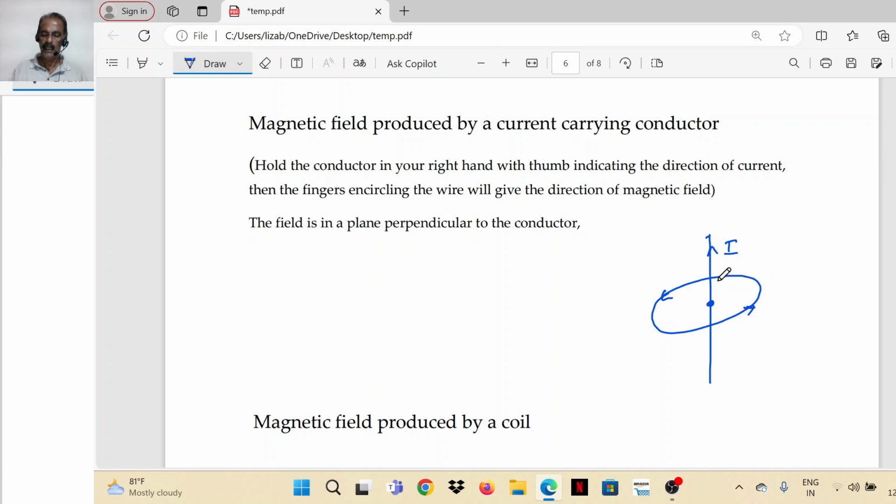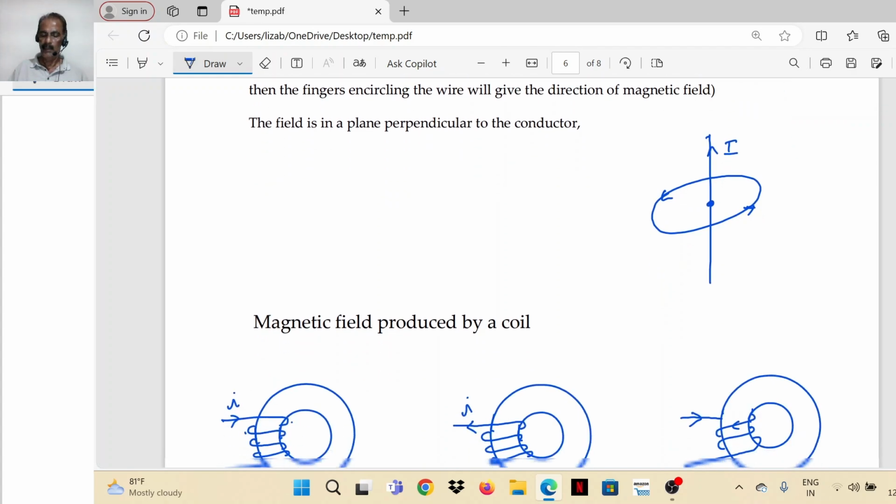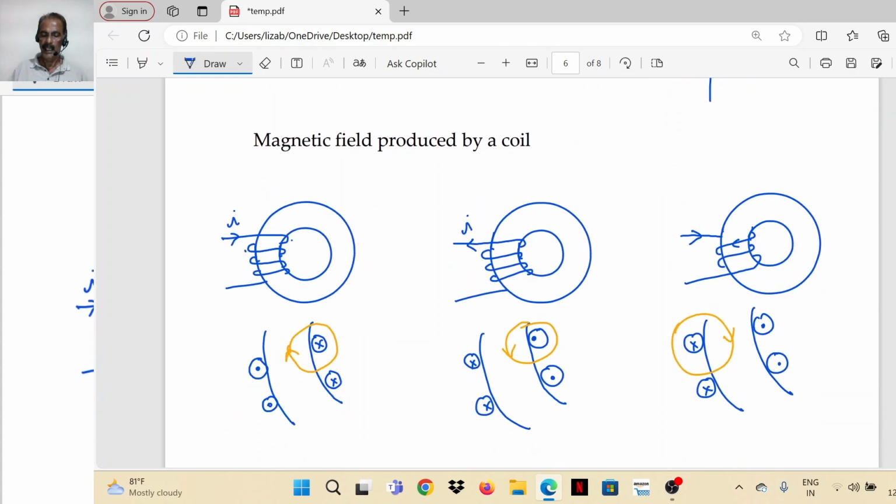That means hold the current carrying conductor in your right hand with thumb indicating the direction of current. Then fingers encircling the wire will give the direction of magnetic field. So if you hold this conductor in your right hand, then see the fingers. Fingers will give the direction of the magnetic field. It is like this. So this is the magnetic field produced by a single current carrying conductor.